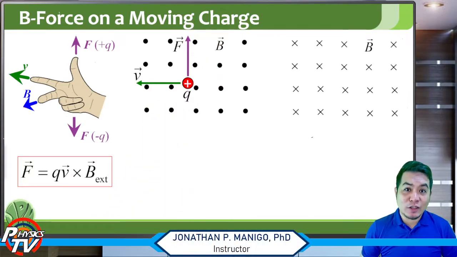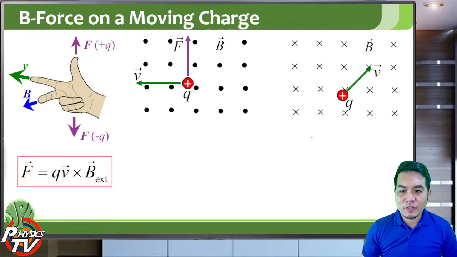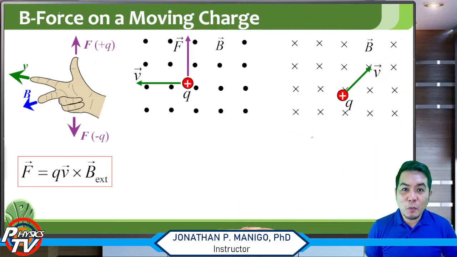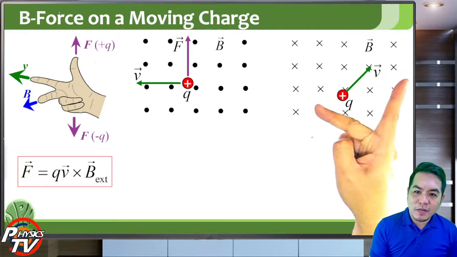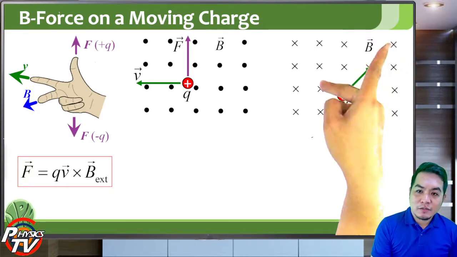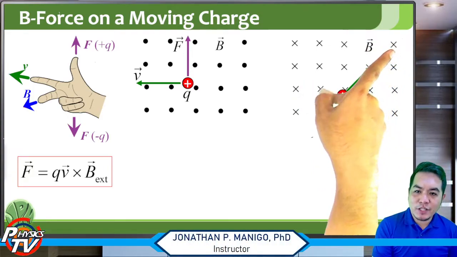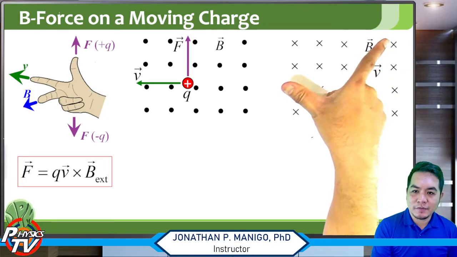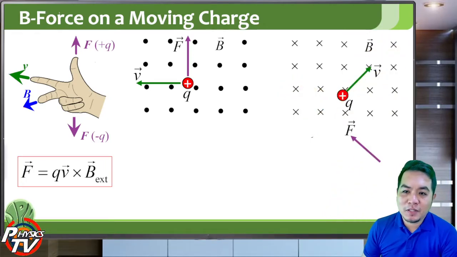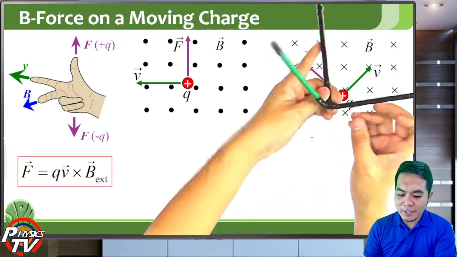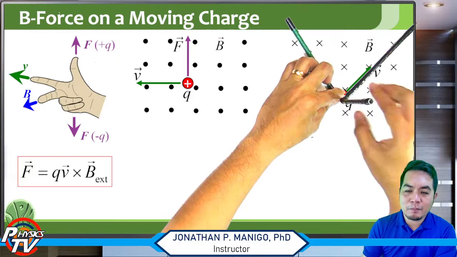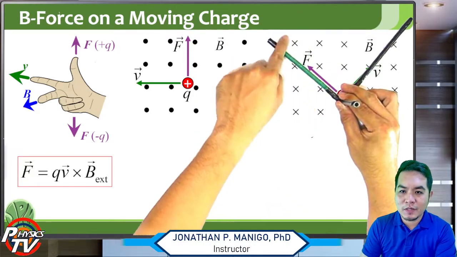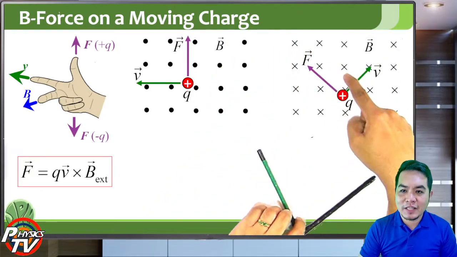Another example. The magnetic field here is into the page, and you have a moving charge moving in quadrant number 1. So v cross B. v is your pointing finger, and the magnetic field is your middle finger, into the page. Therefore, the force will be in quadrant number 2. Just like this one, this is your v, the magnetic field is going out of the page, so therefore the force is this one. This angle is actually 90 degrees.